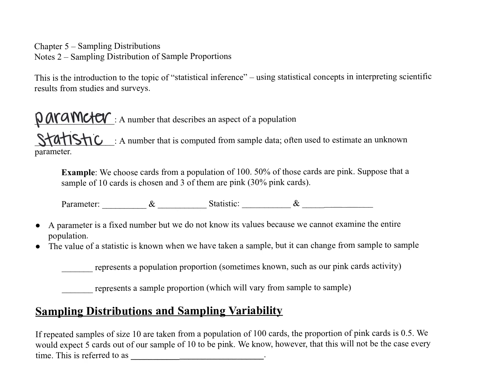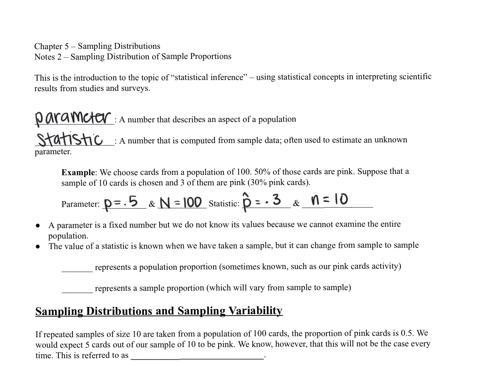So we have cards from a population of 100. 50% of those cards are pink, and we choose a sample of 10, and only 3 of them end up being pink. So my parameter here, my proportion, is 0.5, and my population size is 100. So we use a p to represent our parameter proportion and a capital N to represent our population size. For our statistic, we use p hat to represent that it's a sample, is 0.3, and our sample size, lowercase n, is 10.